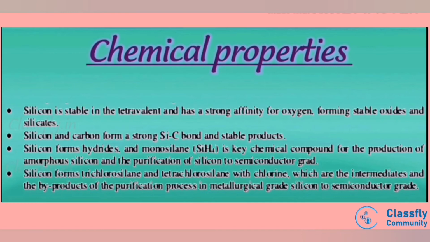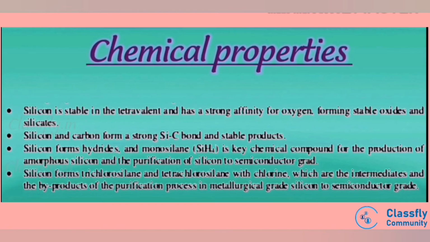The chemical properties are: first one, silicon is stable in a tetravalent state and has a strong affinity for oxygen, forming stable oxides and silicates. Second point, silicon and carbon form a strong silicon-carbon bond and stable products. Third point, silicon forms hydride, monosilane, that is SiH4, which is a key chemical compound for the production of amorphous silicon and the purification of silicon to semiconductor grade.